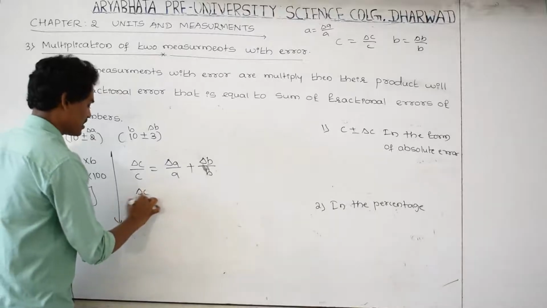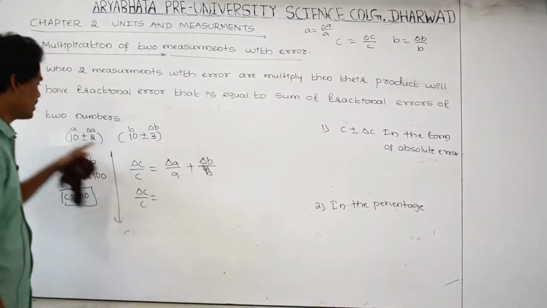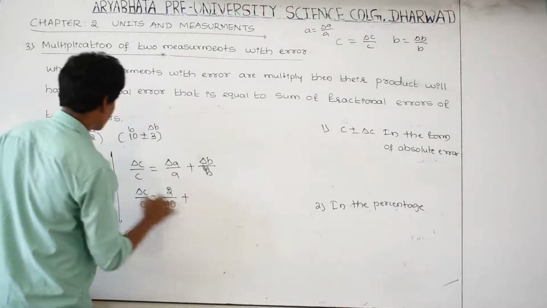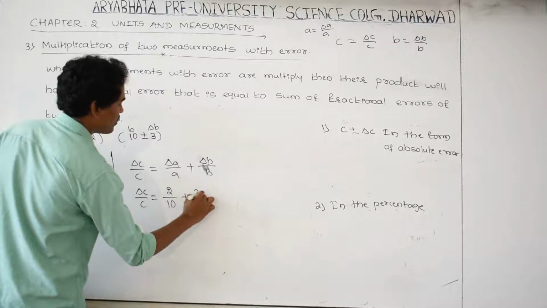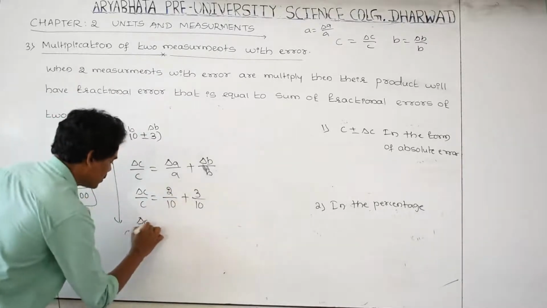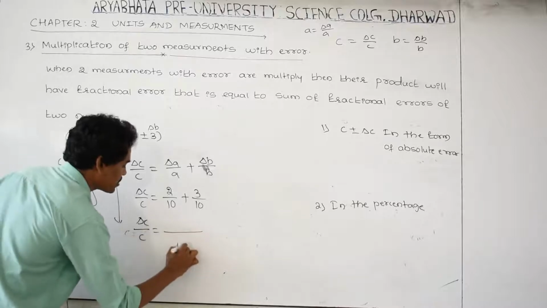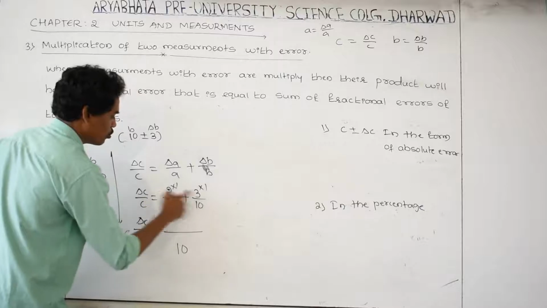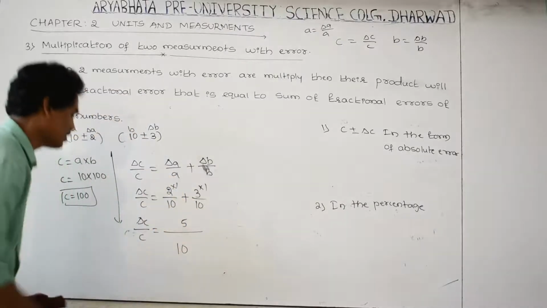And delta C by C is equal to, what is delta A? 2. What is A? 10. Plus, what is delta B? That is 3. What is B? That is 10. What is the LCM? The LCM is 10. 10 into 1 is 10. 2 plus 3 is 5.